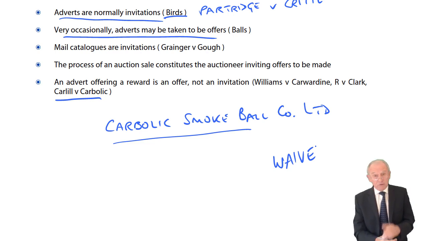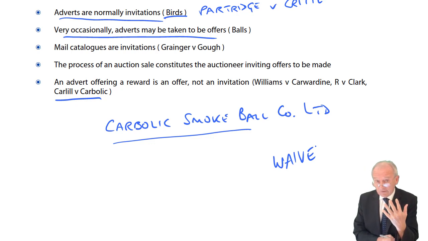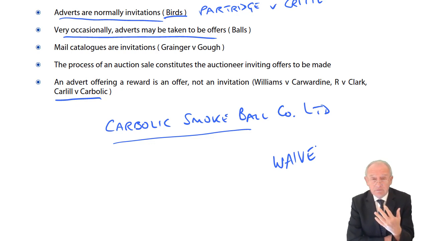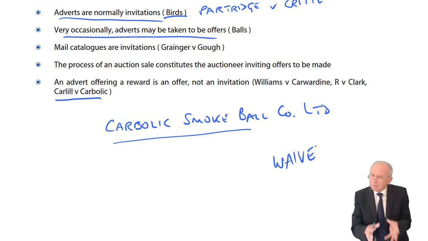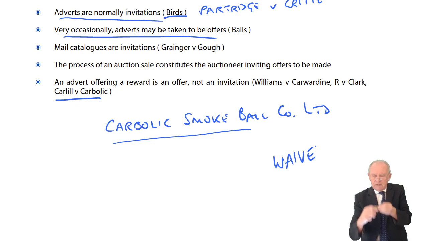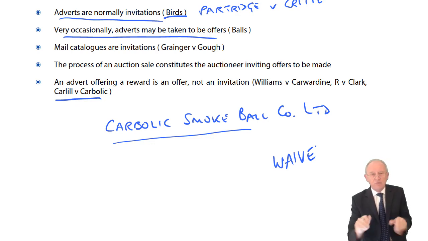And the final defence, and they're now talking about 5 defences here, was that Mrs. Carlyle had given no consideration. Now you may turn around and say, well, she did, she bought the smoke balls. No, that's a separate contract. You're paying me money and I'm giving you smoke balls in return. That's the end of that contract. You give me something of value, I give you something of value, contract finished.